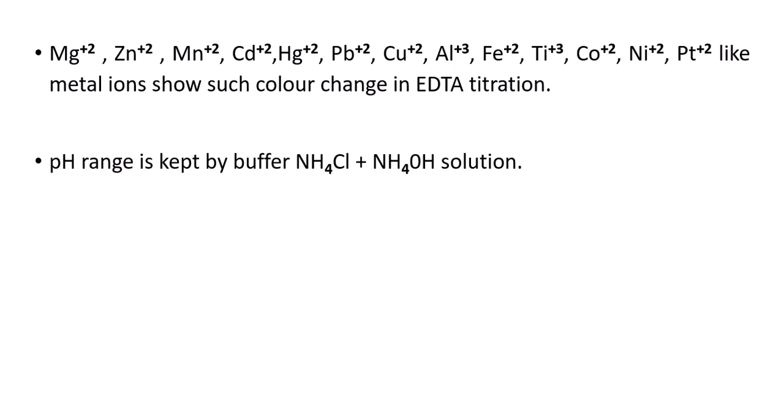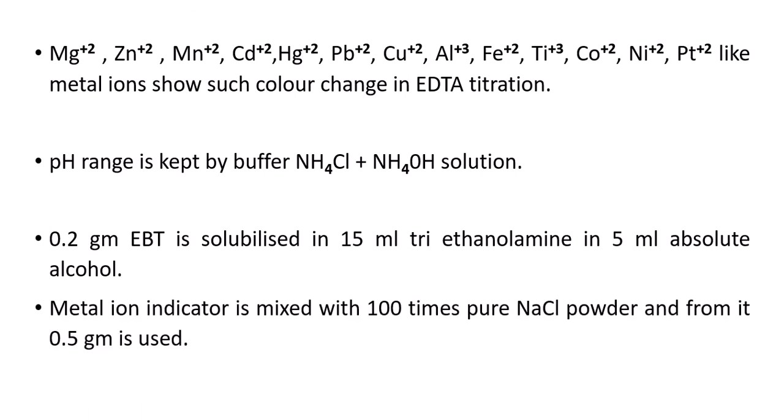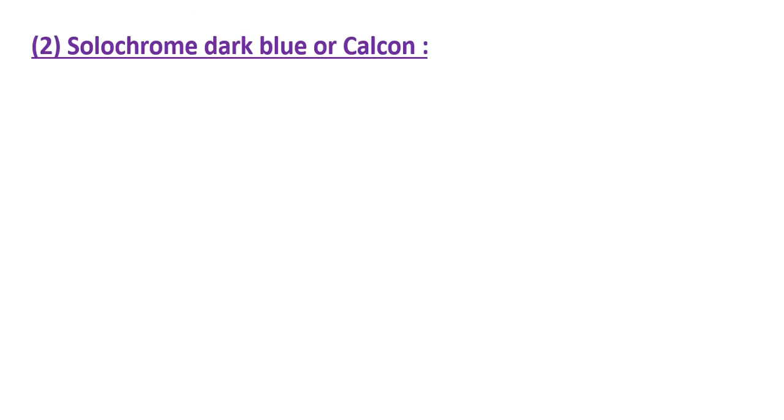The pH range is to be kept in the alkaline medium, so NH4Cl, NH4OH buffer is used, and we can prepare EBT by solubilizing 8.2 grams of EBT in 15 ml of triethanolamine and 5 ml absolute alcohol, or the metal ion indicator can also be mixed with 100 times pure sodium chloride powder, and then it can be used.